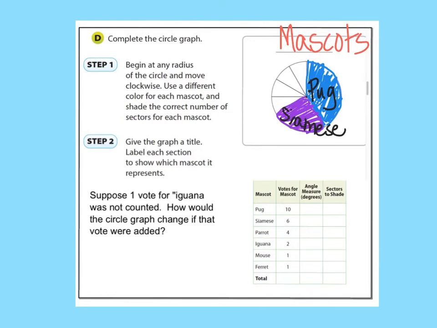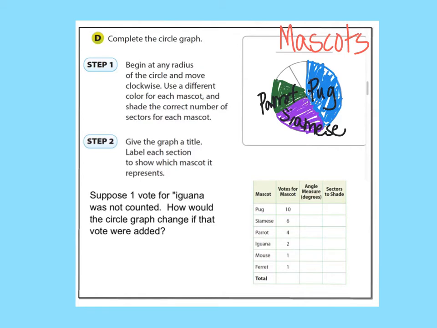Then down to the parrot, there are 4 votes for parrot. That means that the parrot gets 60 degrees or 2 sections. Pop up a new color for the parrot. There's my 2 sections. P-A-R-R-O-T. Okay, and then we're down to iguana.